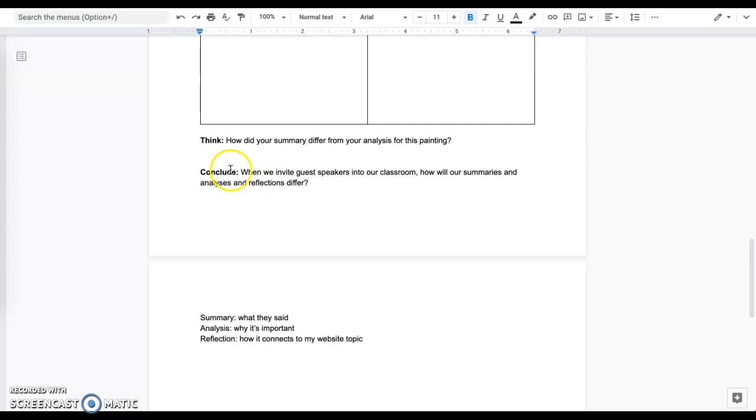And then essentially what we're building towards, the reason that we're starting with paintings and talking about analysis versus summary, is we're building towards these guest speakers. What is the difference between summarizing what, for example, our first guest speaker, Mr. Rennell, is going to say, and analyzing what he's saying? And then finally, our third piece, which we'll talk a little bit about tomorrow or the next day I see you, is reflection. How is that different?